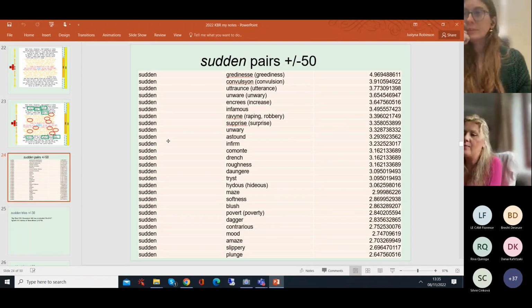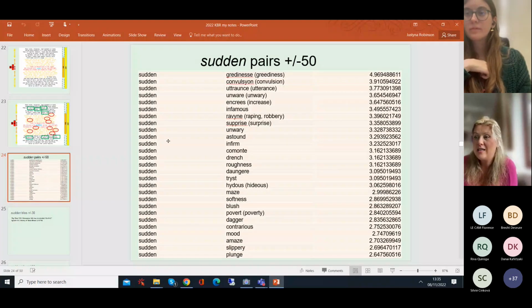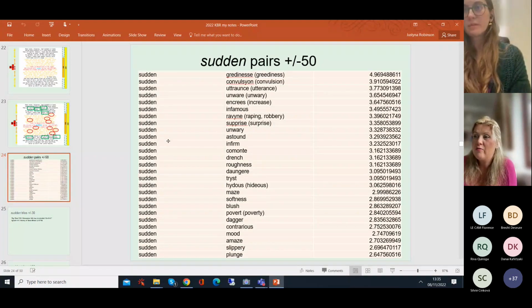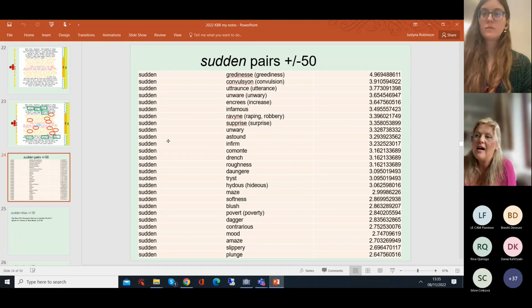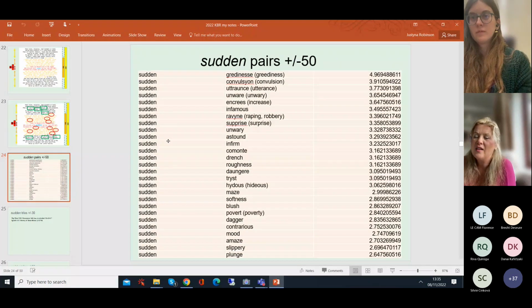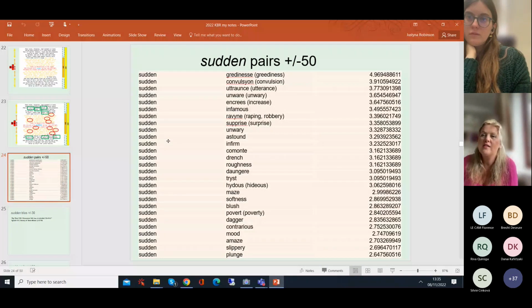And these are the pairs with associated PMI value, so the kind of statistics. And actually the PMI value is not that high. I would say that from 3.5 onwards, we can look at the PMI value as stronger. But indeed, many of those terms here are kind of negative. You've got roughness, danger, hazard, and then convulsion, greediness as the top ones.